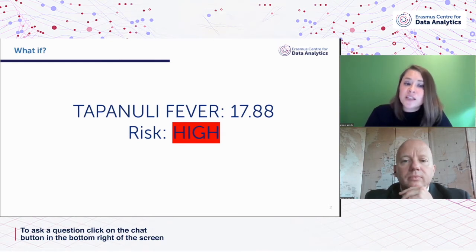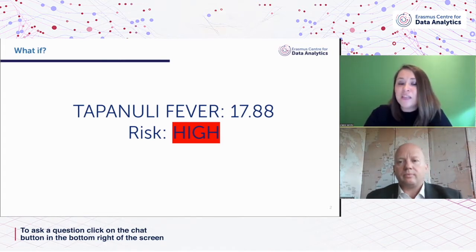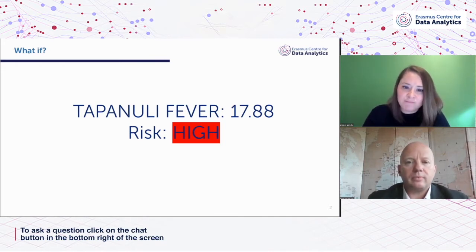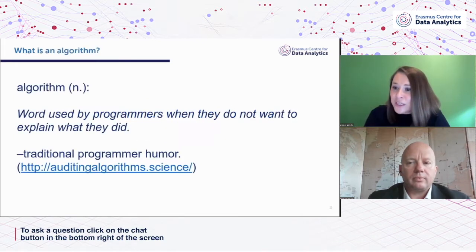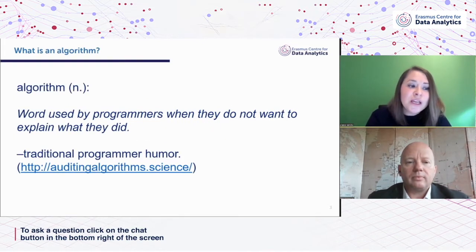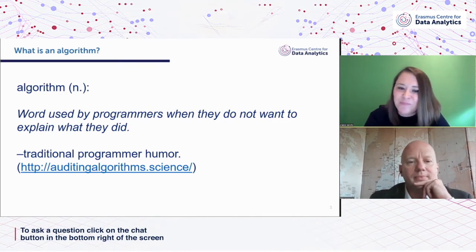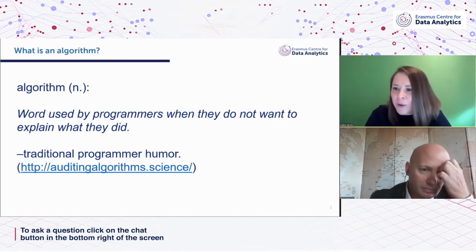The good part is that you can get a medicine, a preventive medicine. But this preventive medicine can have some side effects like nausea or irritation. And then you leave the doctor's office and you wonder whether you should take the medicine or not. You go home actually and you Google, you try to understand what an algorithm is. And then you see that an algorithm is a word used by programmers when they do not want to explain what they did. So this leads itself to understand that an algorithm is a complex thing.